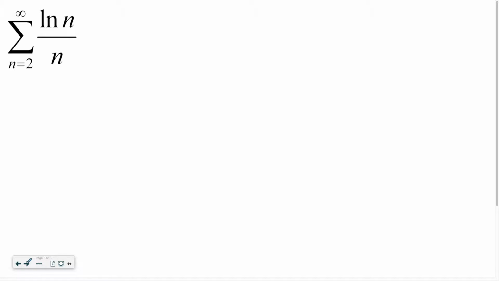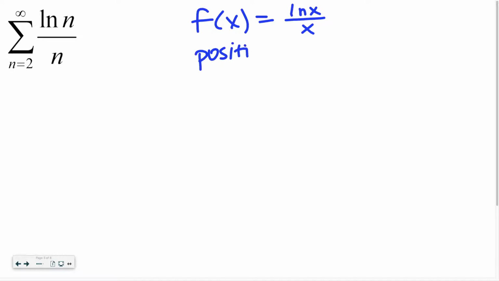Can we use the integral test on this one? Because it's not continuous. Well, we're going from 2 to infinity, so it doesn't matter. Exactly. So we're going to look at f of x equals the natural log of x over x. We know that anything we put into here from 2 to infinity will have an output that's positive. Since our domain is 2 to infinity, we can say that it's continuous because 0 is not a part of our domain. And then decreasing.